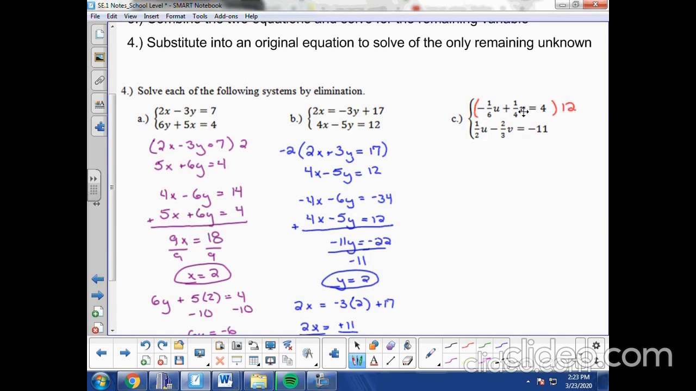So I'm going to multiply the top by 12 to get rid of the fractions. So negative 1/6 times 12 would be negative 2u. 1/4 times 12 would be 3v. And 4 times 12 is 48.